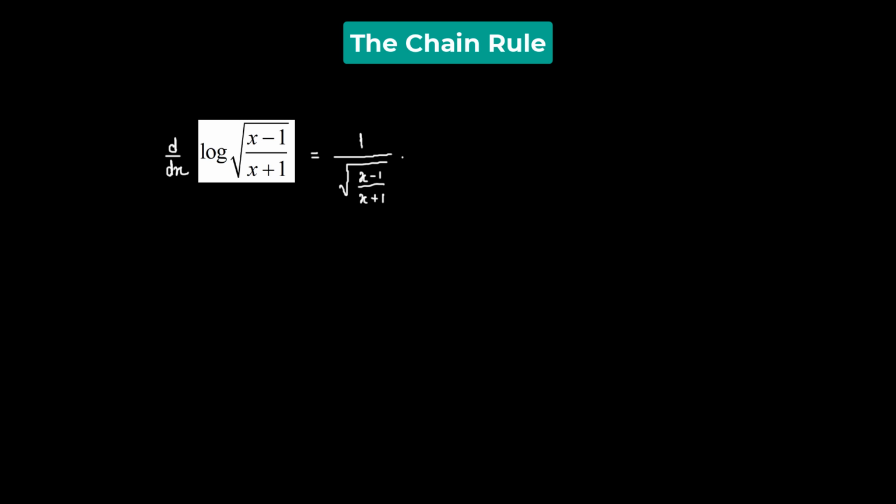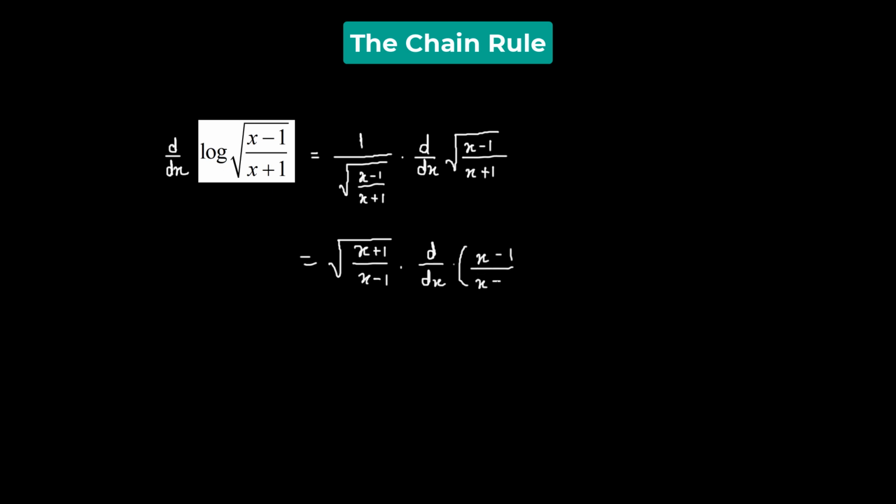But since it is not x, we need to multiply it by the derivative of that particular something, which is the square root of x minus 1 over x plus 1. So we can take the square root of x plus 1 to the numerator, so that will become x plus 1 over x minus 1. Now we need to find the derivative of x minus 1 over x plus 1 raised to the power of half.